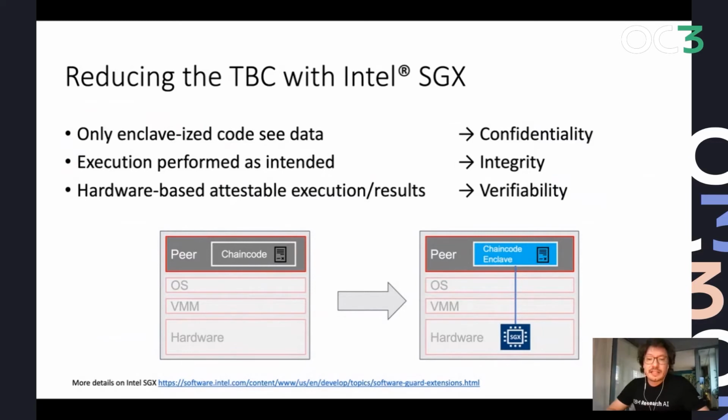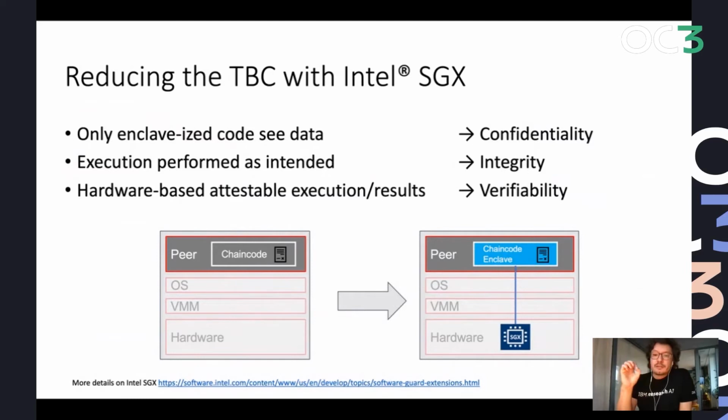Well, this changes by using Intel SGX, where we now draw the security boundary just around our chaincode, our application, and the data we would like to address. Of course, we still have to trust the actual hardware, but we definitely reduce the TCB dramatically. The three properties we get from trusted execution technology, as were also mentioned before, are confidentiality, integrity, and verifiability.